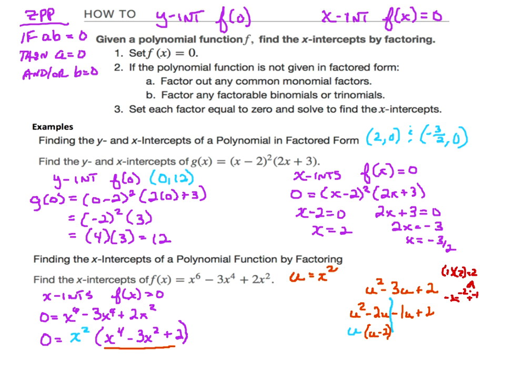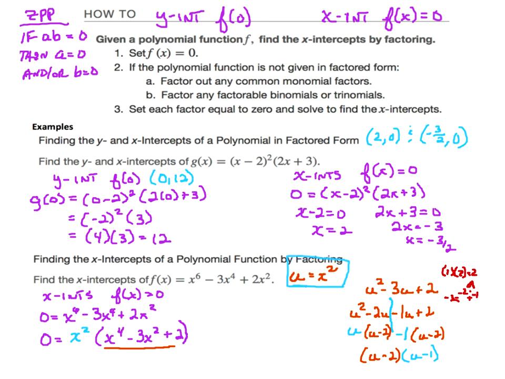Take a GCF out of the second two terms, negative 1. Remember, you always want to put your sign on that second set. And I'm left with u minus 2. So this thing factors as u minus 2 times u minus 1.